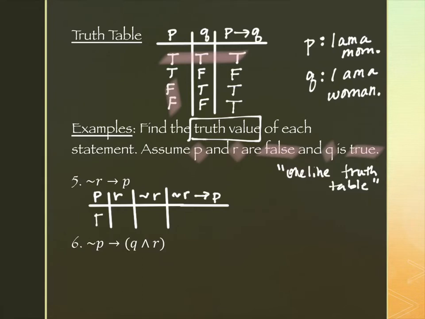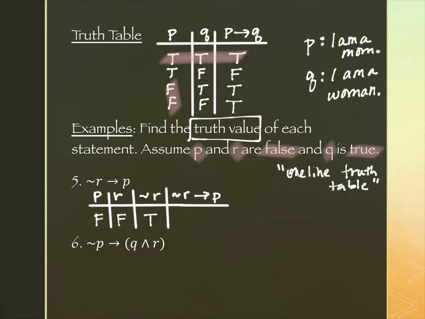False. And what is R? False. So those are pieces of given information from the setup of the directions of the problem. Now, if R is false, what's the negation of R? True.